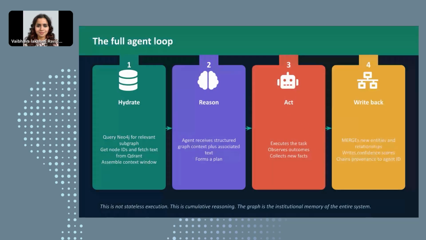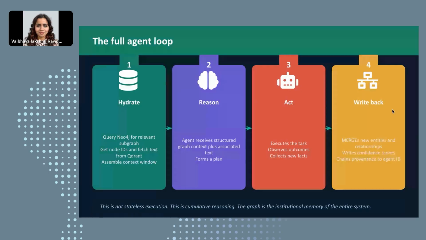So this is the full agent loop. The loop has four steps and they are always in this order. First one is hydrate. The agent starts with an empty context. It queries Neo4j for the relevant subgraph, takes those node IDs to the vector database, and assembles the result into a context window. Next one is reason. The agent now has structured graph context plus the associated text, so it forms a plan. Next one is act. This one executes, observes outcomes, and collects new facts.